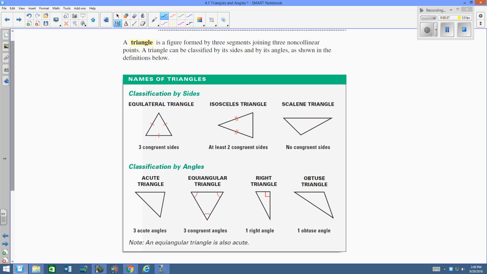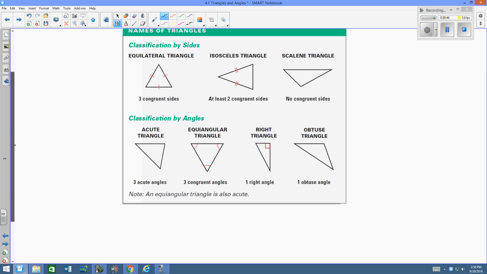If they have 3 sides the same, it's called an equilateral triangle. If 2 of the sides are the same or more, it's called an isosceles triangle. And if no sides are the same, it's a scalene triangle.